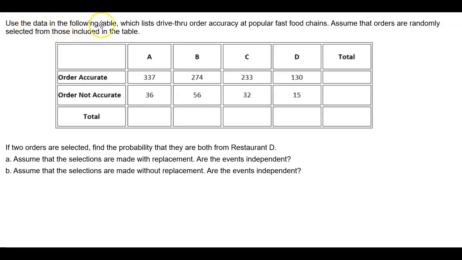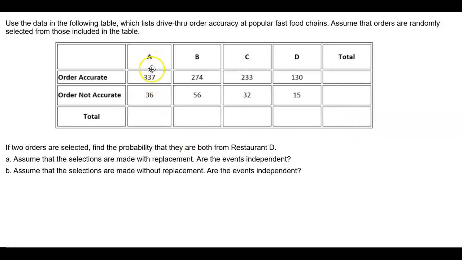Use the data in the following table, which lists drive-through order accuracy of popular fast food chains. Assume that orders are randomly selected from those included in the table. First thing is that we always add the columns and the rows and then find the total overall.